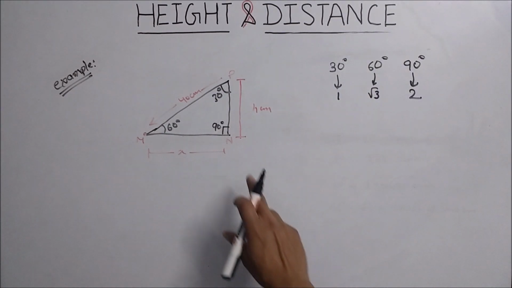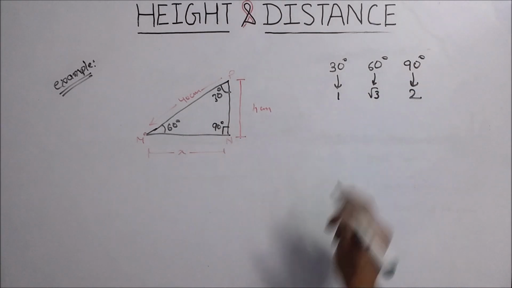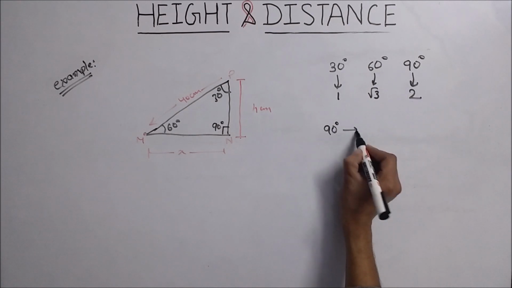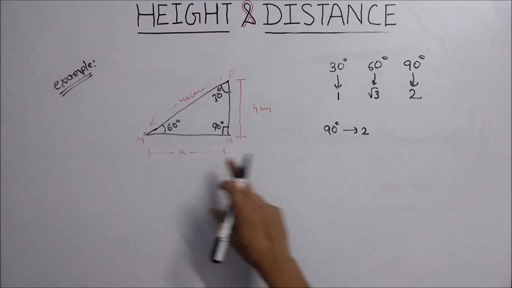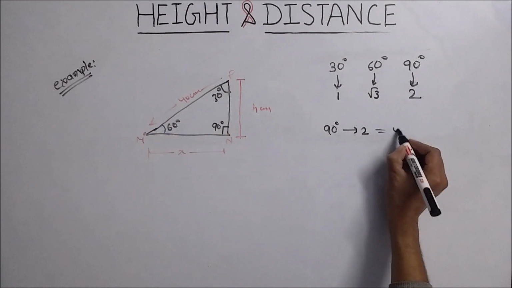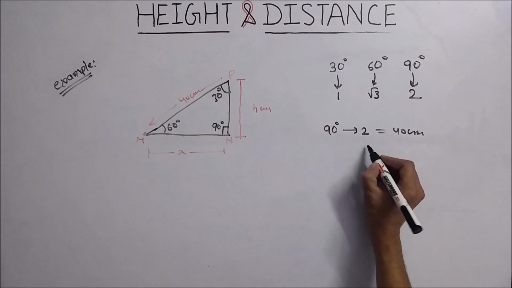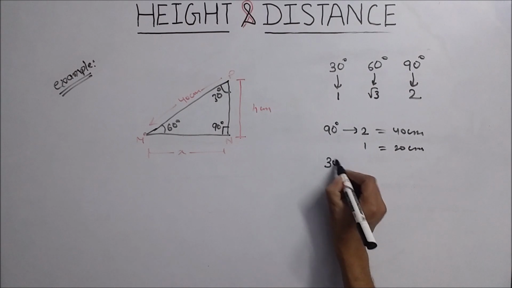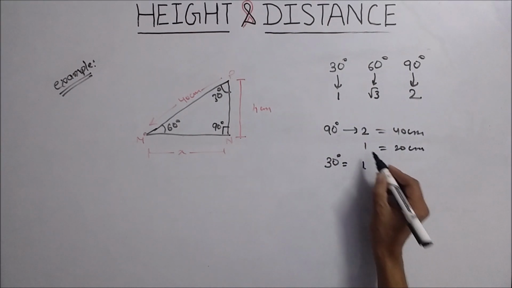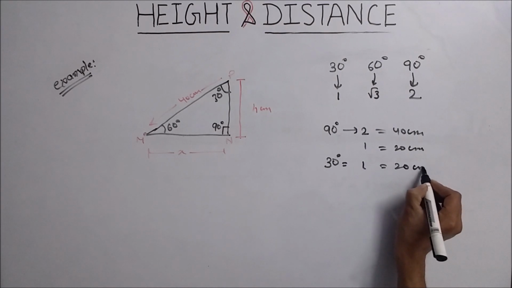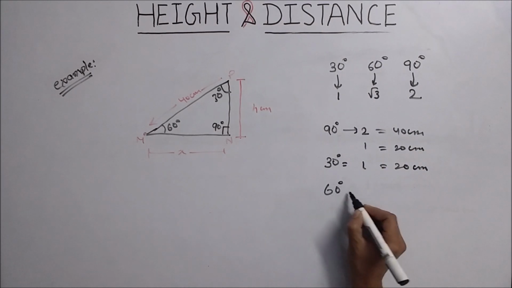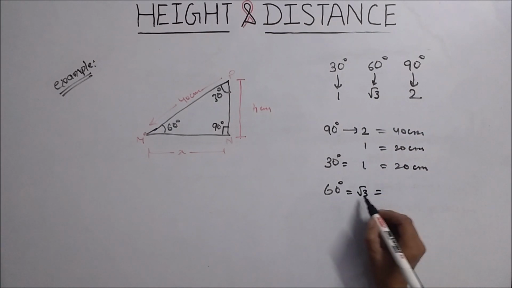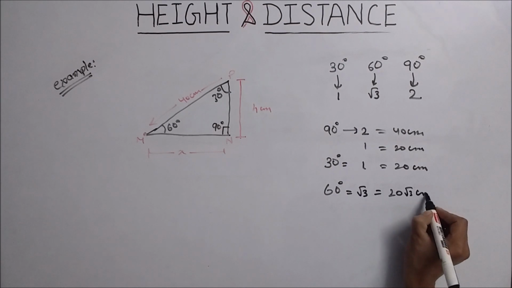In this question, we are given the side opposite to the 90, so we start with the 90 degree. The value of 90 degree according to us is 2, and in the question the side opposite to the 90 degree is given as 40 centimeter. When 2 is equal to 40 centimeter, one part is equal to 20 centimeter. If we calculate the 30 degree angle, its value is 1, and we already found the value of 1, that is 20 centimeter. If we talk about the angle 60 degree, the value of 60 degree is root 3. When one part is equal to 20 centimeter, root 3 part is equal to 20 root 3 centimeter.